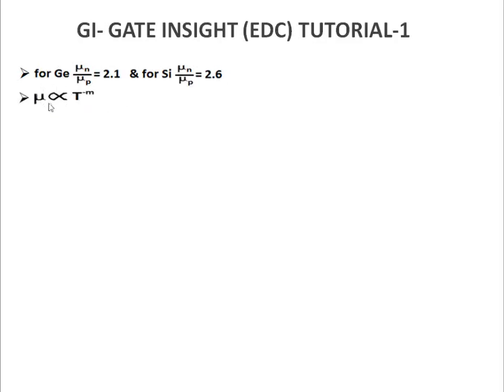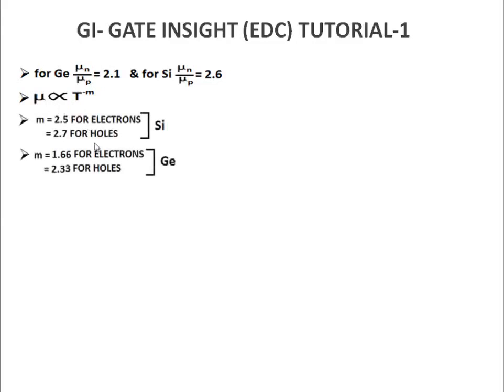That was without scattering. When the temperature increases, there is vibration in the molecules, in the atoms. Because of that, the mobility decreases. And this relation was for the temperature between 100 Kelvin to 400 Kelvin, and that was without scattering. Now the value for m is 2.5 for electrons, 2.7 for holes, that is for silicon, and m is equal to 1.66 for electrons and 2.33 for holes, that is for germanium.